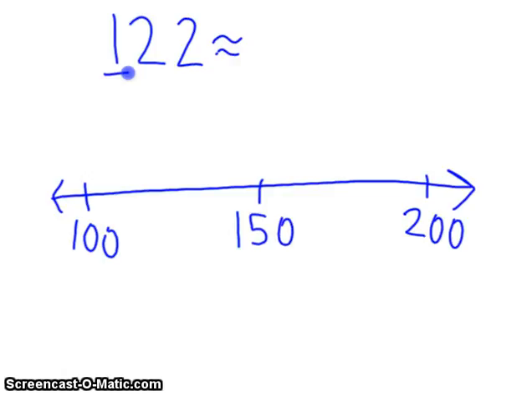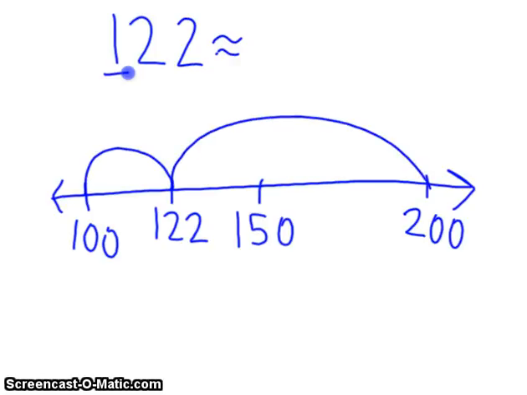Now I need to mark 122 on my number line. Well, I know my 122 is not greater than 150. It is smaller. Therefore, it goes on the left of 150, which is 122. Now I can see which 100 it's closest to. 122 is kind of close to 100, but it's way far away from 200. Therefore, 122 is closest to 100, so 122 rounds to 100.